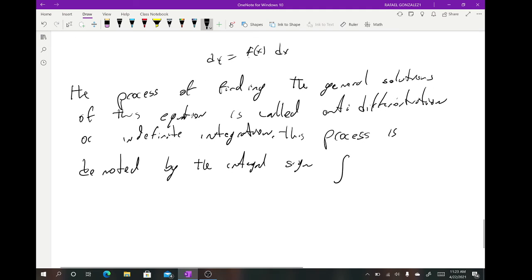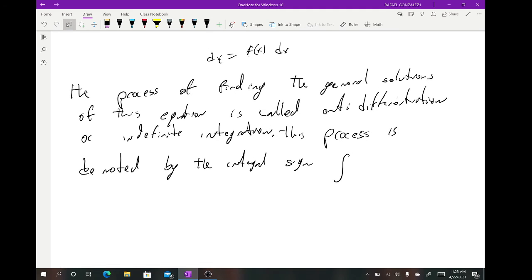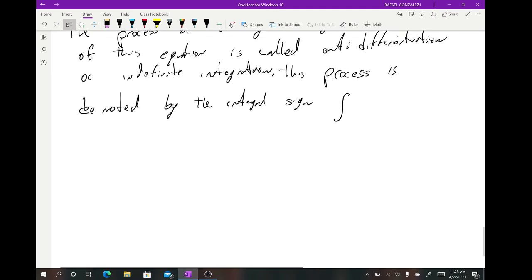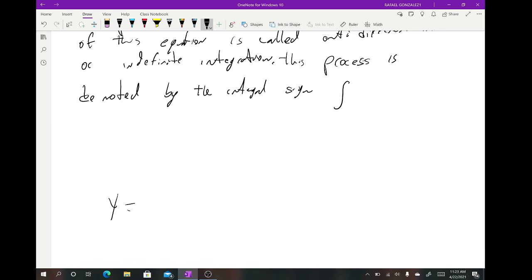Okay. Now the general solution, we write it like this. So we will have something like y is equal to the integral, this is how you read it, the integral of f of x dx, and that is going to be equal to capital F of x plus c, which is basically what we had before, but now we're using the notation. So again, this is the integral sign.